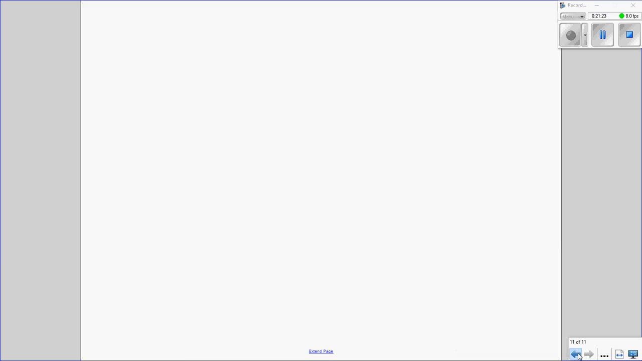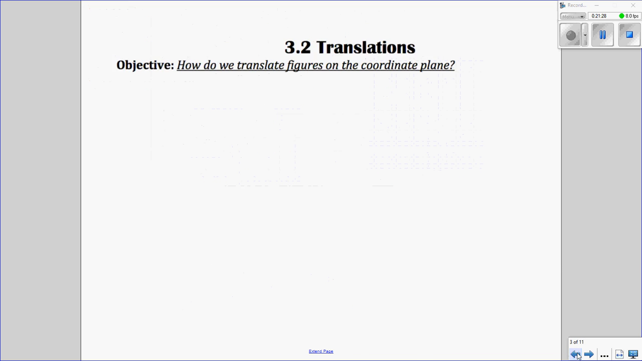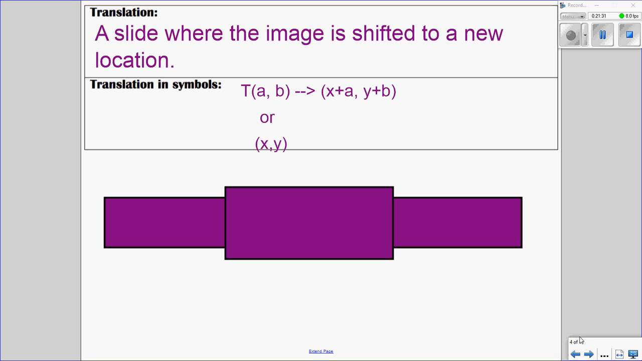I think we're at the end. Yep. So just to recap about translation, basically translation is a slide. You're shifting either left or right, or up or down. And you'll see it in this form, T, and then whatever numbers it is. Those numbers with that T tell you how many units you move left or right for x, and then for y, up or down. And it's all based on the sign. You could also write it this way, because this will tell you how to calculate the new points.